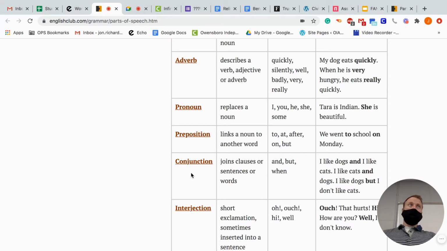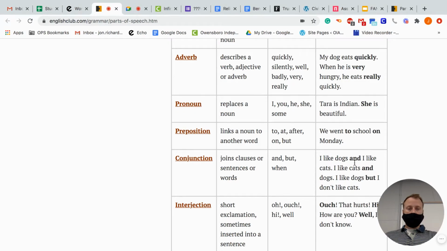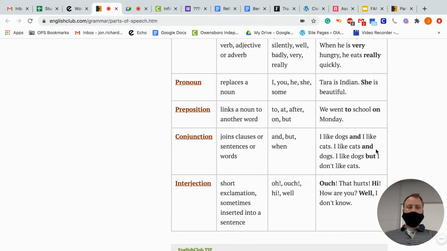Conjunction, and this is what we're dealing with, fanboys, it joins clauses or sentences or words, or as No Red Ink likes to put it, like complete thoughts. Okay. It joins these things together. And, but, when. I like dogs and I like cats. So those can be two different sentences on their own, or complete thoughts. I like dogs can be its own sentence, and I like cats can be its own sentence, but we can connect those with and, okay? I like cats and dogs. I like dogs, but I don't like cats.